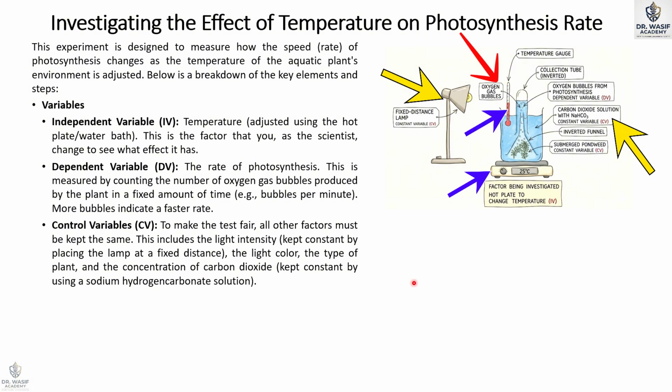Now the thermometer is the most important tool here. We would not just trust the hot plate setting. We shall measure the water temperature directly.